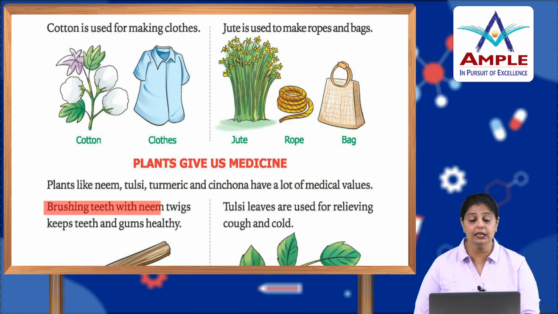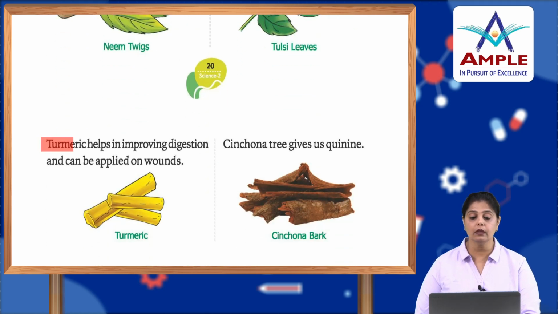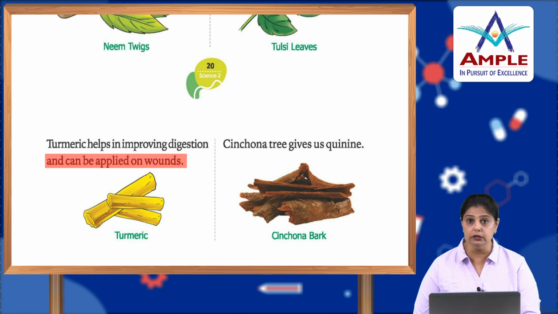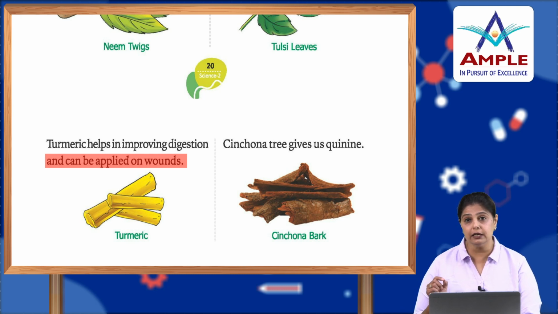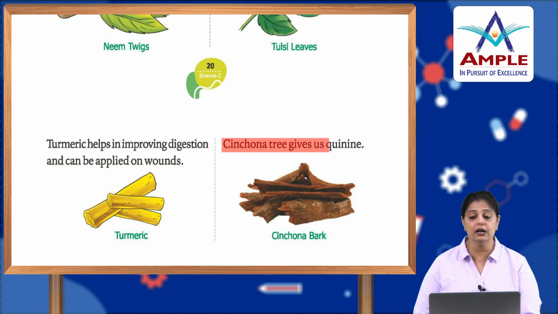Like brushing teeth with neem twigs keeps teeth and gums healthy. Tulsi leaves are used for relieving cough and cold. Turmeric helps in improving digestion and can be applied on wounds. At the same time, when you get hurt, you must have observed that your mother gives you a glass of turmeric milk. She adds a little bit of turmeric to the milk, and she makes you drink that because it helps in healing the wounds faster. Cinchona trees give us quinine.